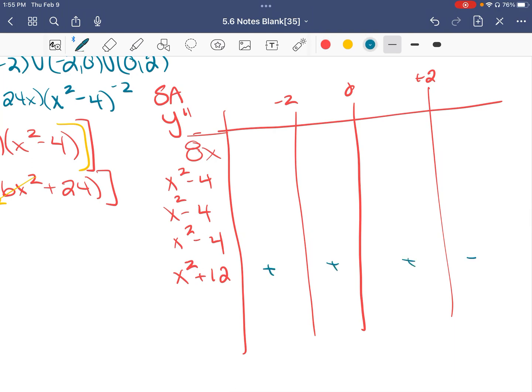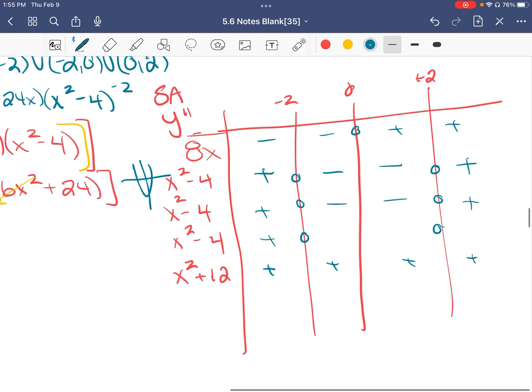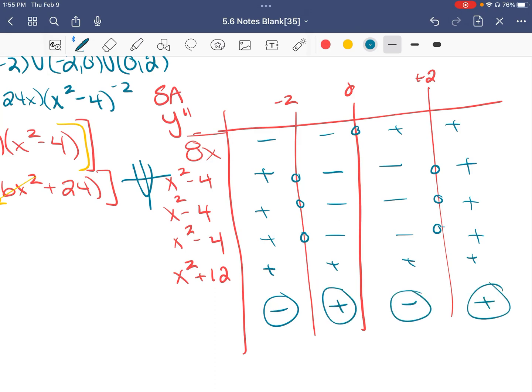Let's start there. I guess I should put some zeros in. Oops. So negative, negative, positive, positive. Your x squared minus 4s, they look like this. So they are positive, then they're negative, then they're positive. Multiplying the signs, we get negative, positive, negative, positive. So concave down, concave up, concave down, concave up.